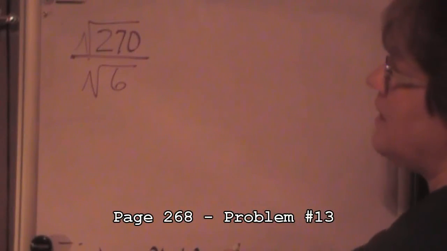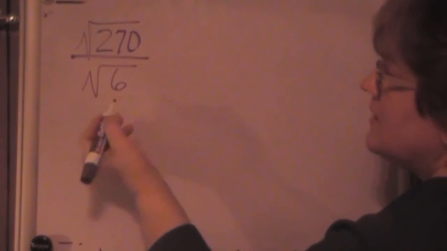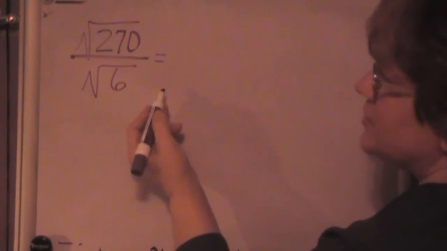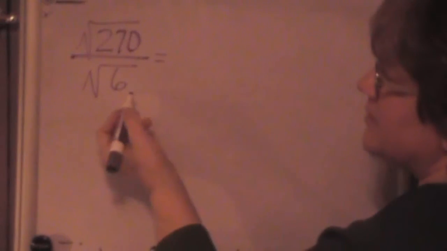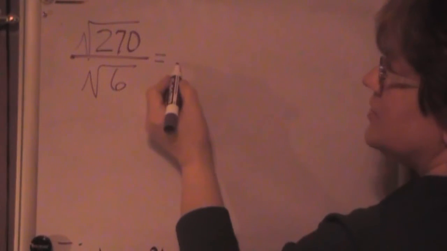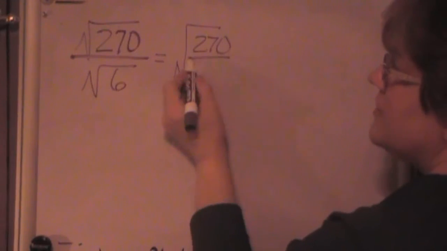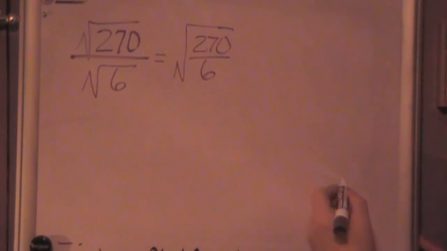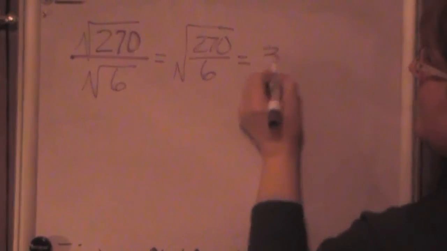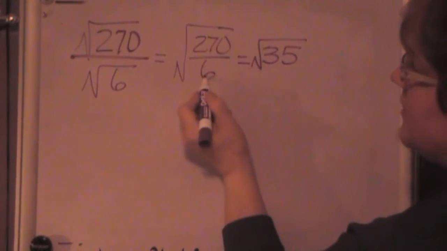This one's already split up for you into the square root of 270 over the square root of 6. Now, if you want to, you can think of this just like we can split them up if they're in one fraction. If that were divisible by 6, and it is, we could rewrite this as the square root of 270 over 6. And now 270 divided by 6, if you can do the division, is 45. So we have the square root of 45. That's 270 divided by 6.